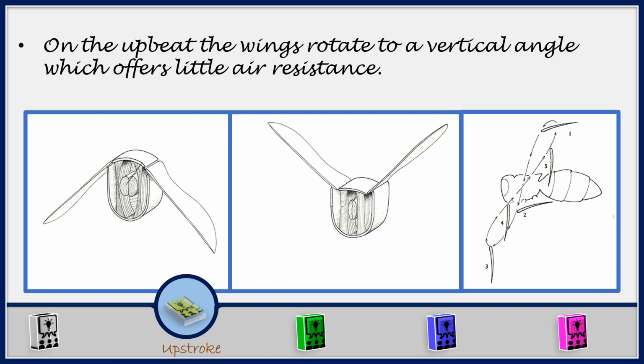The upbeat of the wing: the wing rotates to a vertical angle, which offers little air resistance. That is the upbeat. Now let us look at this one and then we try to understand. Here we are seeing that the wing has gone up and here it has reached up, but we can see that it is flat.